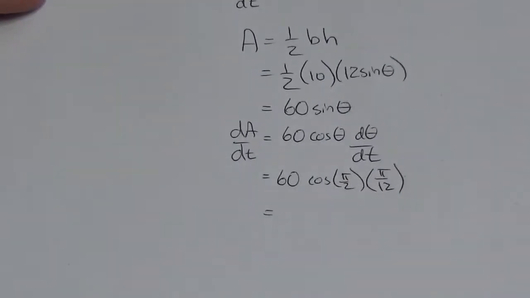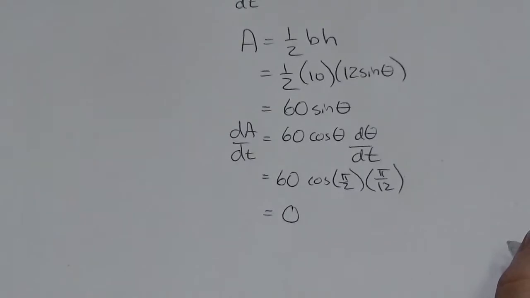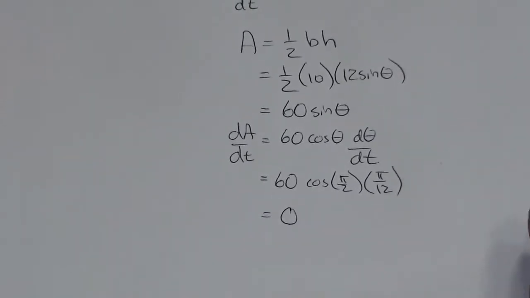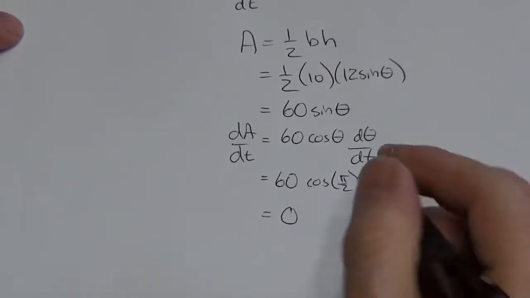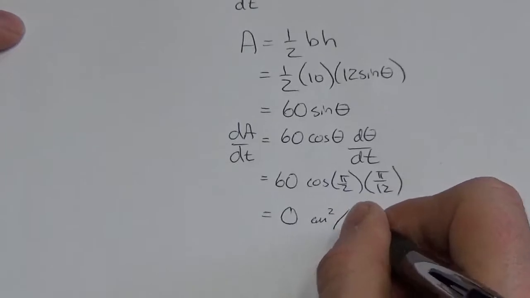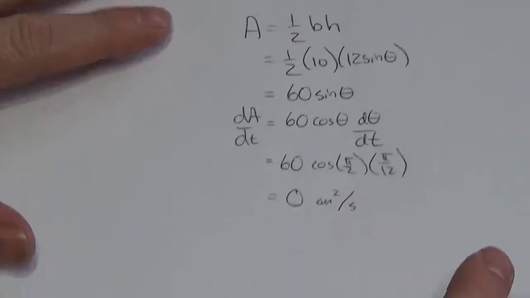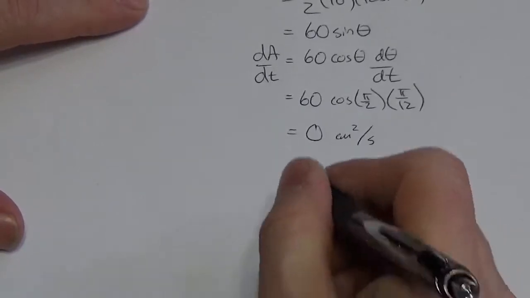All right. Well, cosine of pi over 2 is 0. Well, that means the whole thing goes to 0. Well, does that make any sense? This is like 0 centimeters squared per second. Now, that's not a very satisfying answer, but actually it does make sense.